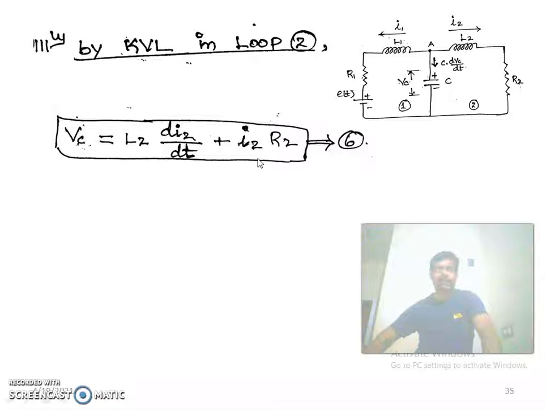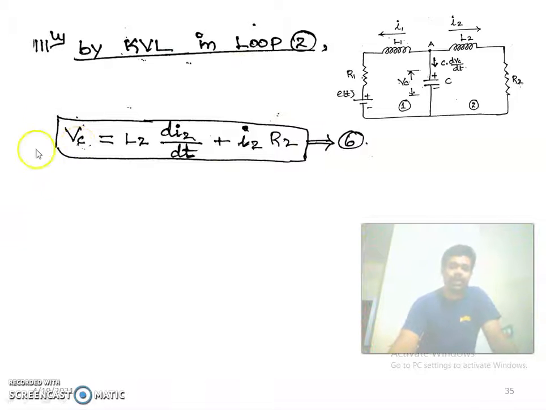What are you getting? So in KVL you are taking only voltage, so no need to consider this current. So you will be getting only Vc of t. So L2 into di2 by dt plus I2 into R2 plus Vc is equal to 0.